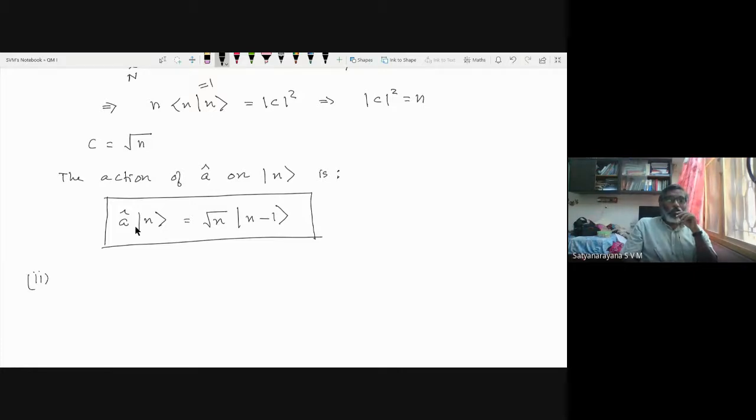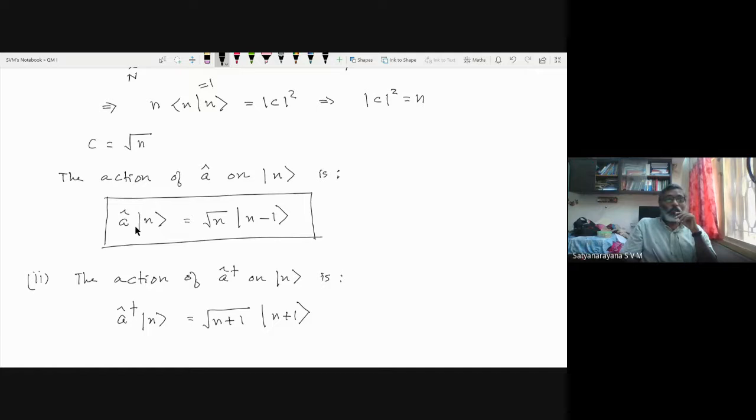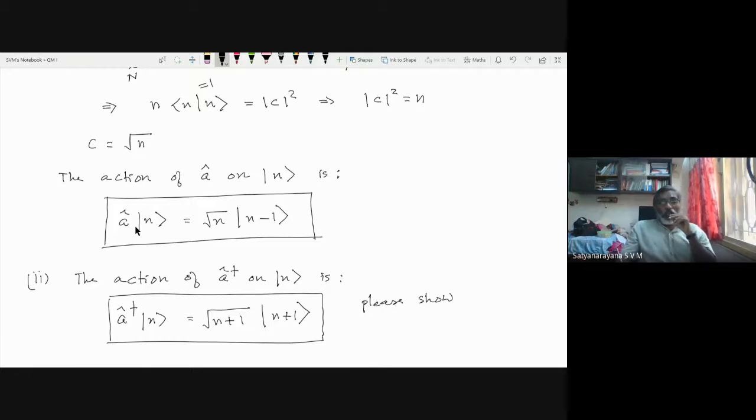Okay, so the action of A dagger, the steps are somewhat similar. Action of A dagger on N is given by the following. So A dagger acting on N will be, there is a factor called square root of N plus 1, and this becomes N plus 1. So this is the action of A dagger. I request you to show this. Follow the same line of argument. Of course, you have to use now the commutator between A dagger and N. So please show this along the same lines.